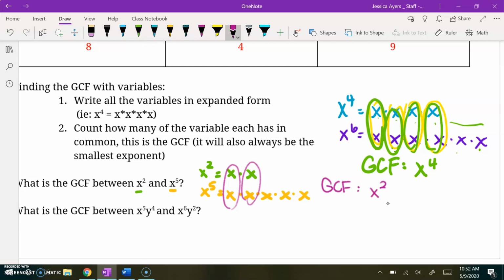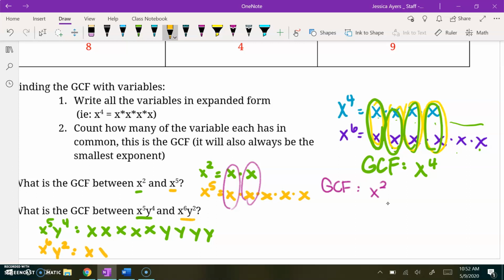It works the same if you have multiple variables. You'll just do the expanded form for both of them. So x to the 5th, y to the 4th is x times x times x times x times x times y times y times y times y. And x to the 6th, y squared is x times x times x times x times x times x times y times y. Circling our pairs, we see that we have 5 x's in common and 2 y's in common.